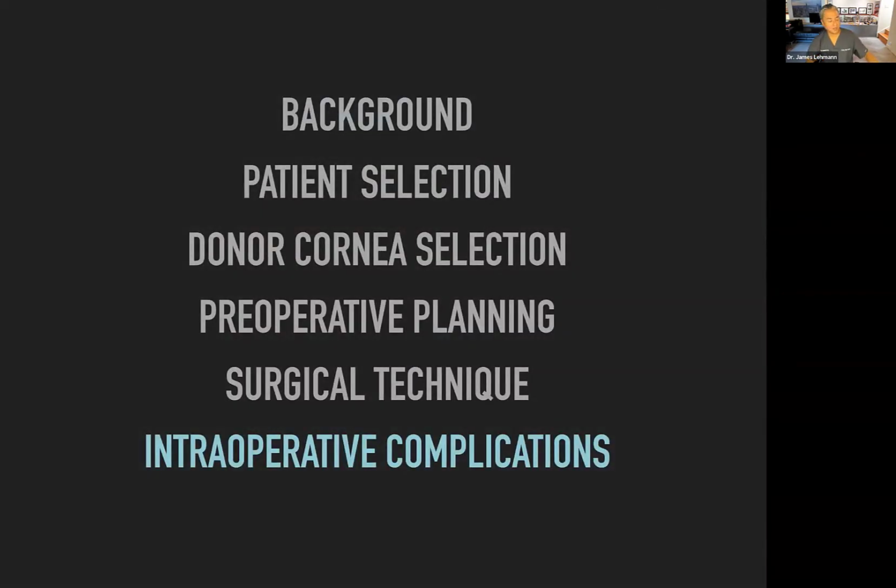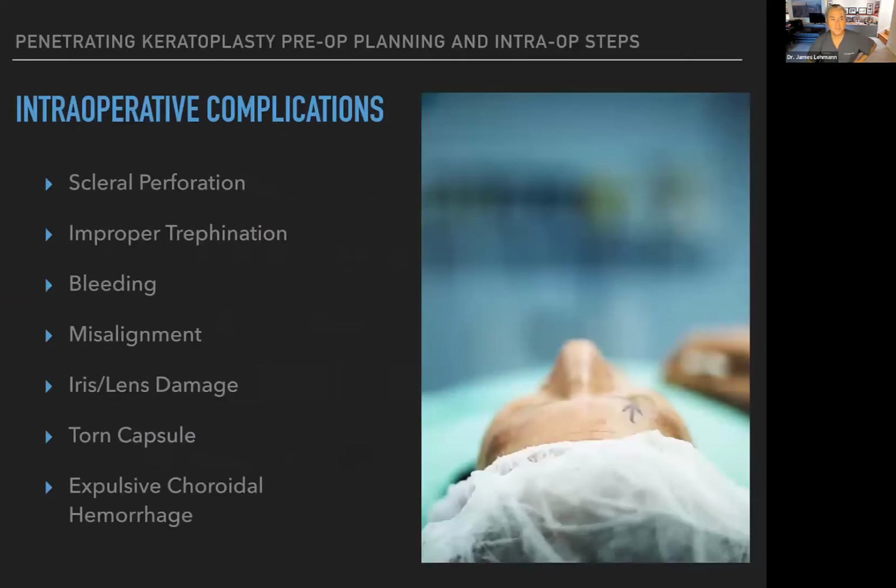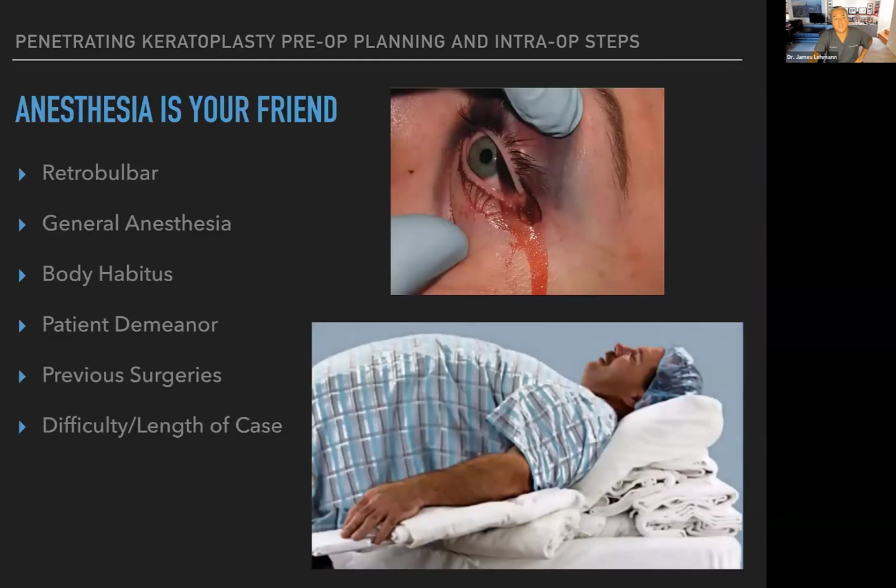Okay, so we'll talk a little bit about complications and we'll be done. So bad things can happen, right? In life and in cornea transplants. So we'll start with scleral perforation. This would be during the retrobulbar block, okay? And so anesthesia is your friend.